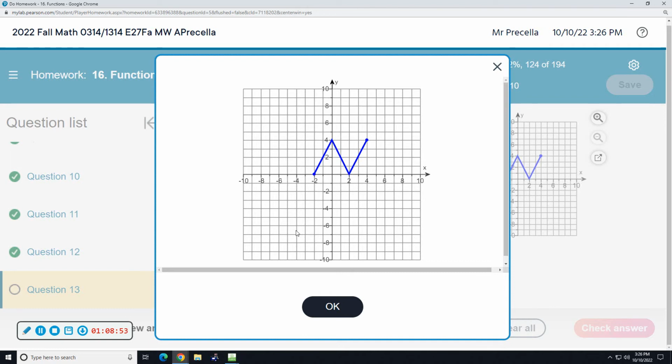Next we want f of 0. When x is 0, what's the y value? 4. I agree. We want f of 1. Where's 1? That's 2, so this is 1. Scan up. What's the y value right there? 2. I agree. And finally, one more, f of 4. When x is 4, what's the y value? 4. So we have 0, 4, 2, 4.